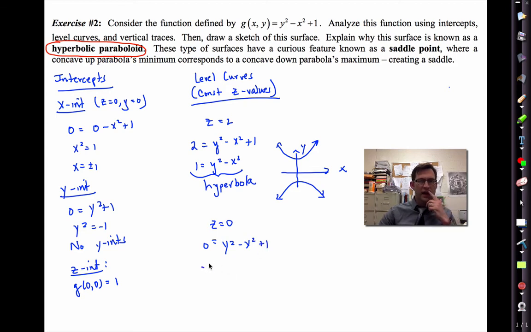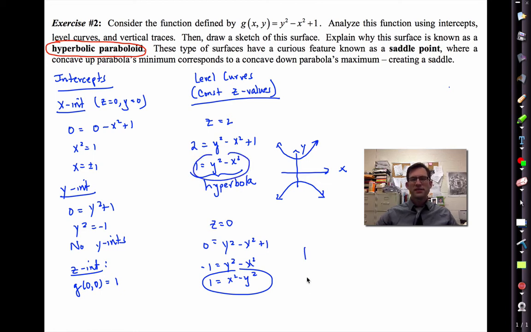In fact, I get -1 equals y squared minus x squared. Now that's a little bit deceptive and poorly written. I'm going to actually get 1 equals x squared minus y squared. This is a very, very similar hyperbola to this one, except it sort of switches its orientation, right? It now opens up around the x-axis.